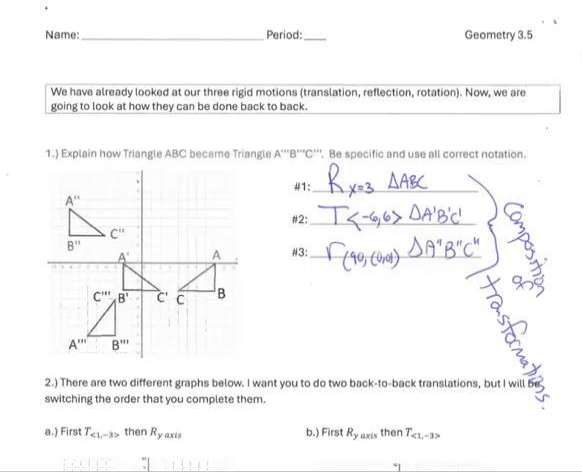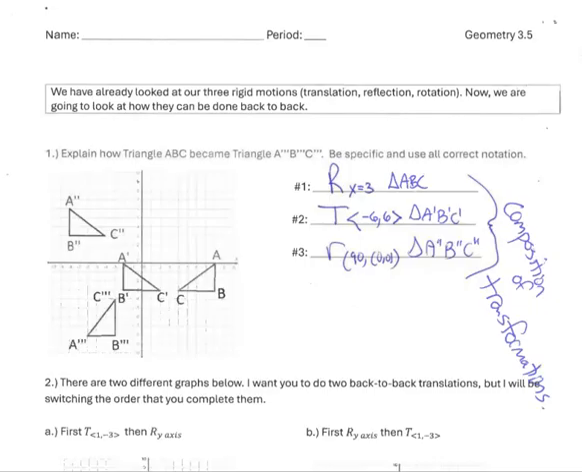Then you end up at the double primes. At this point, it appears that it is rotated counterclockwise by 90 degrees around the origin, which is (0, 0). You could always test a point just to make sure that it's actually rotating around (0, 0), and see if it goes along with the rules that we learned in the previous lesson, and it does. So that is called a composition of transformations.